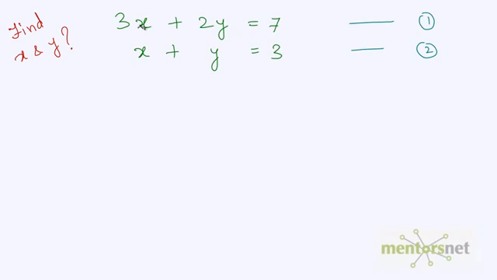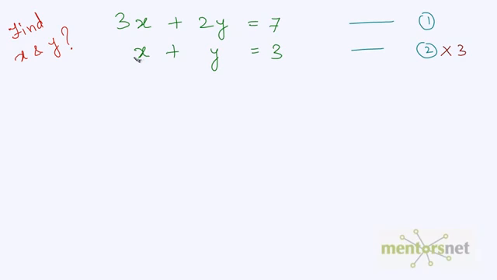If you have to remove x, you have to multiply this equation 2 by 3. So this becomes 3x, and then you can subtract equation 2 from 1. Or if you have to remove y from these two equations, you can multiply equation 2 by 2 and subtract equation 2 from 1. So let's say I have to remove the variable x. So what I can do is multiply equation 2 by 3.